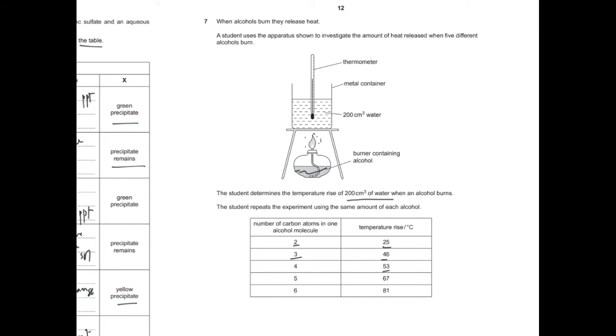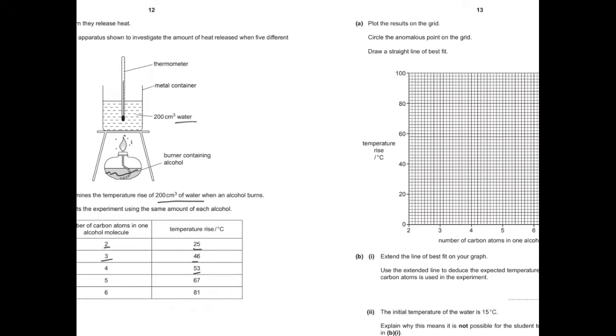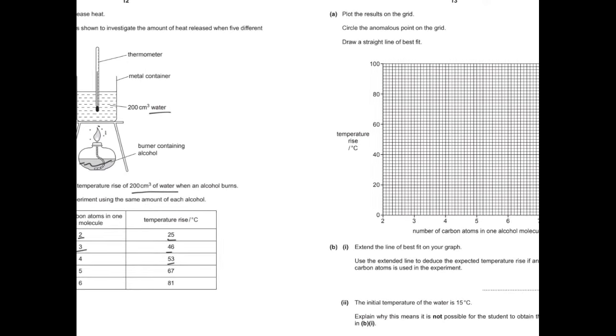From that you are connecting alcohol with the temperature rise with the help of water. The student repeats the same amount for each alcohol. Plot the results on the grid, circle the anomalous point on the grid, draw a straight line of best fit. So for two carbon atoms, the temperature rise is 25, this is 30, so this would be around 25. And for 3 carbon atoms, the temperature rise is 46. This will be 50, and 46 will be somewhere around there.